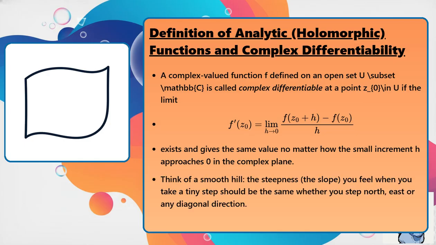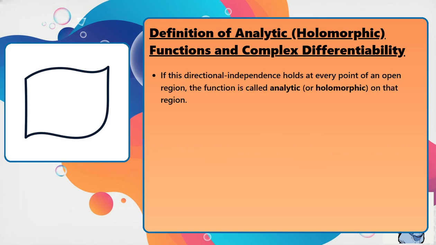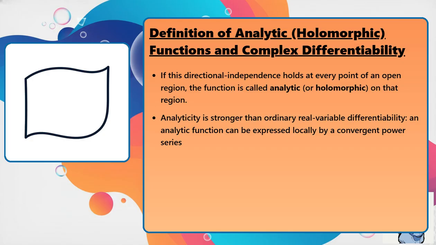Think of a smooth hill. The steepness, the slope you feel when you take a tiny step, should be the same whether you step north, east, or any diagonal direction. If this directional independence holds at every point of an open region, the function is called analytic or holomorphic on that region. Analyticity is stronger than ordinary real variable differentiability.